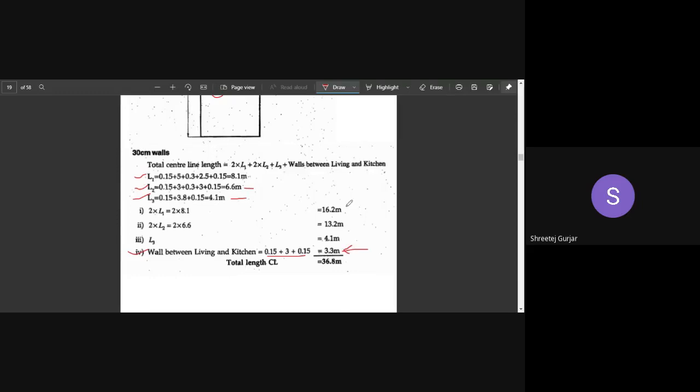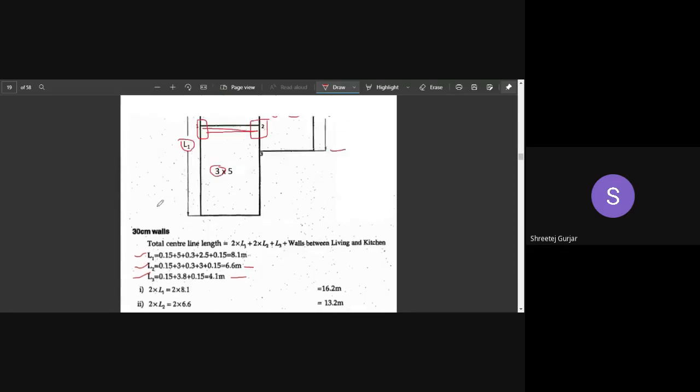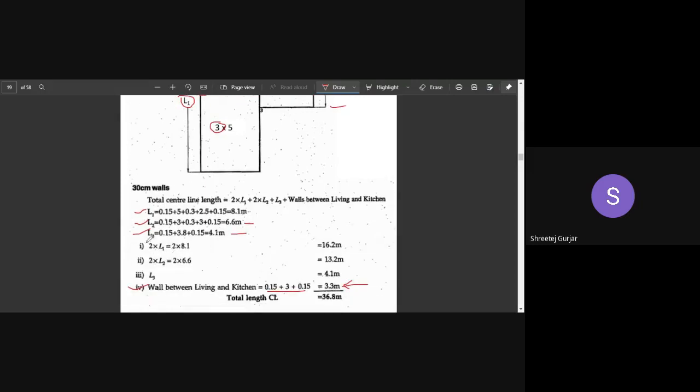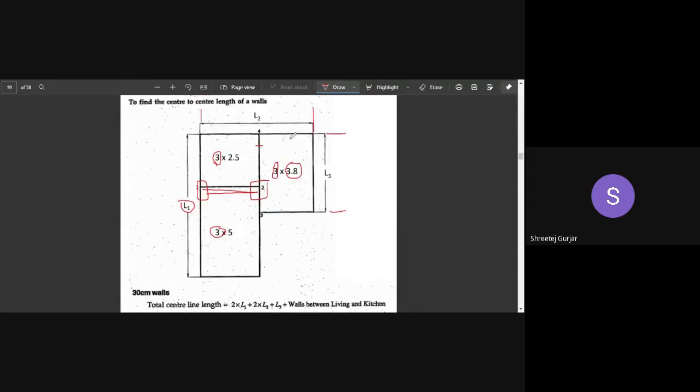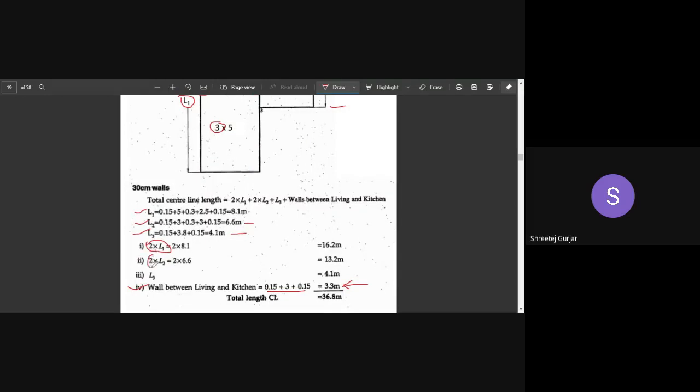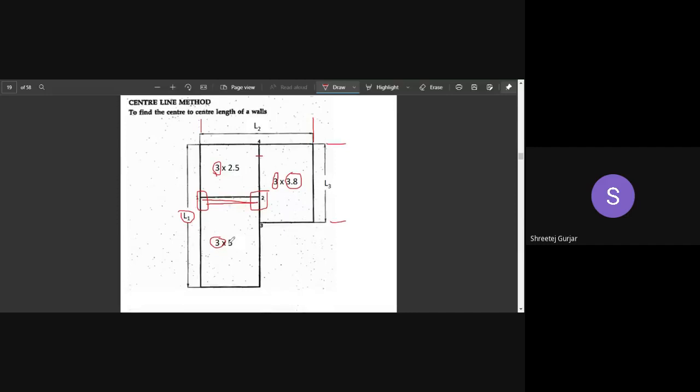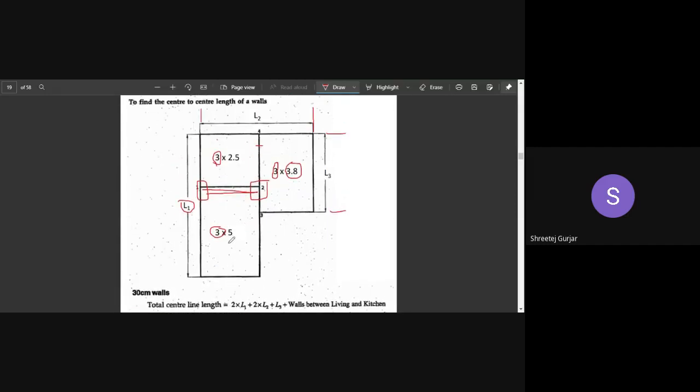So if you add all of this, as I've told you, this is 2 in number, so 2 into L1, right? And this L2 is also 2 in number, so 2 into L2, plus L3, which is 1 in number, because this wall is already covered while we are calculating L1. This wall we have covered as L1 into 2, and this wall we have covered as L2 into 2, that is this and this wall. Then L3 is 1 in number, and then we are left with this one.